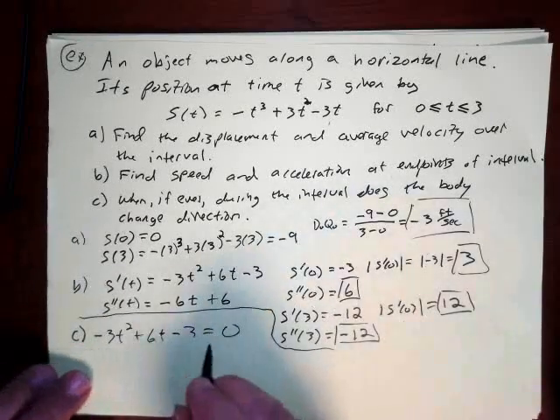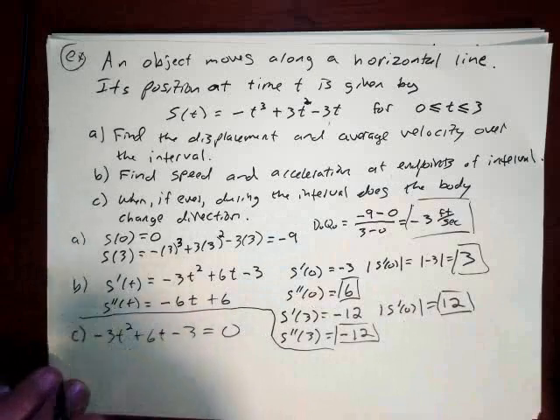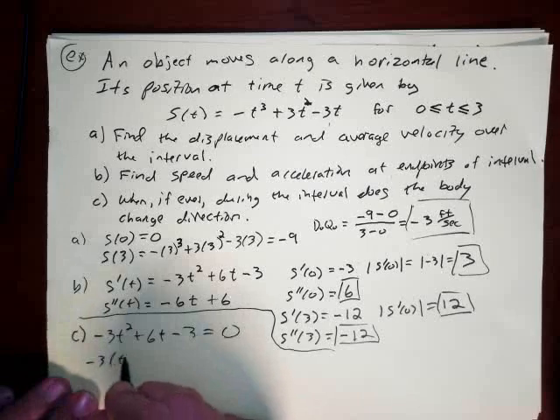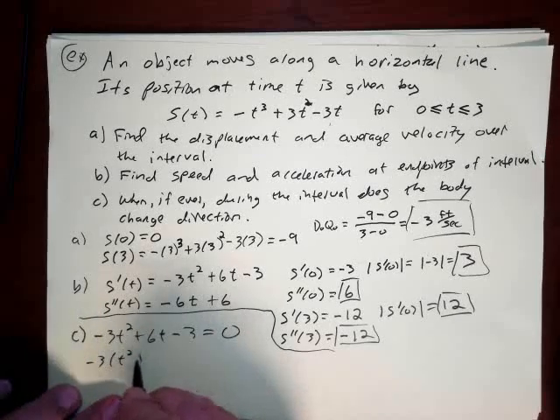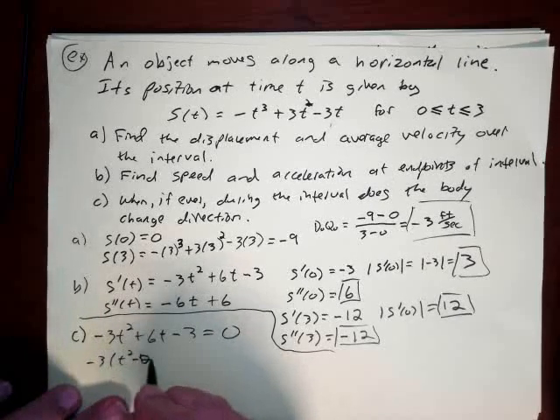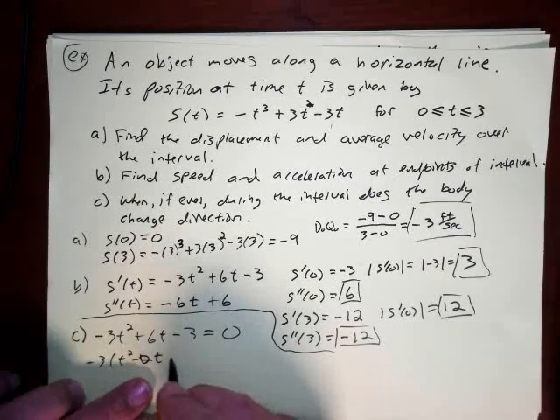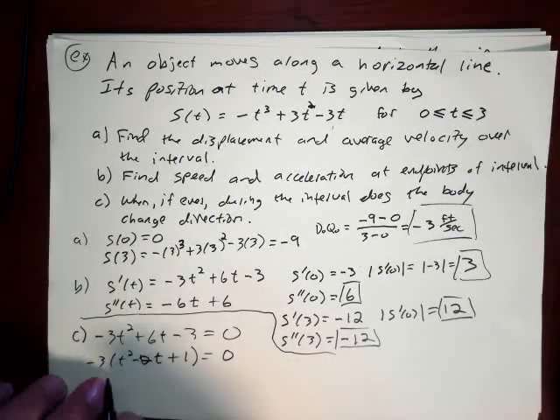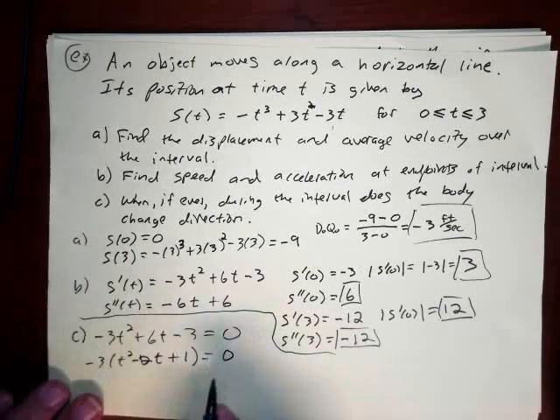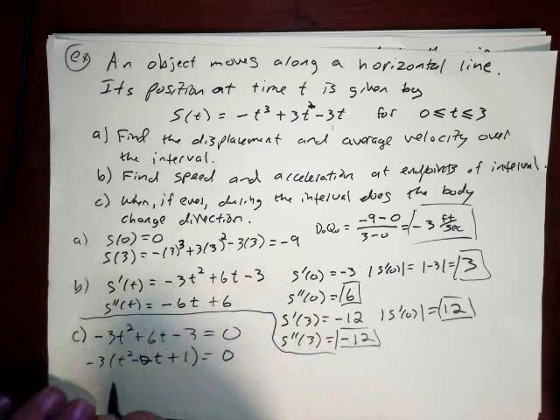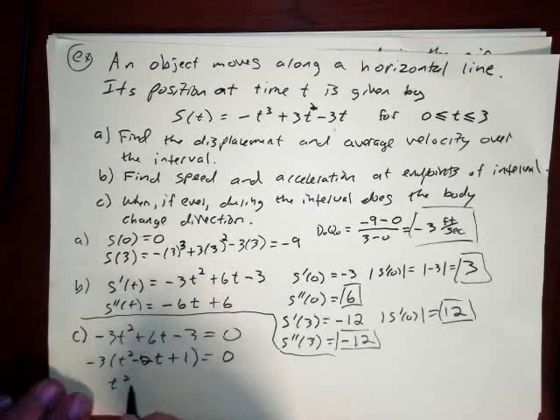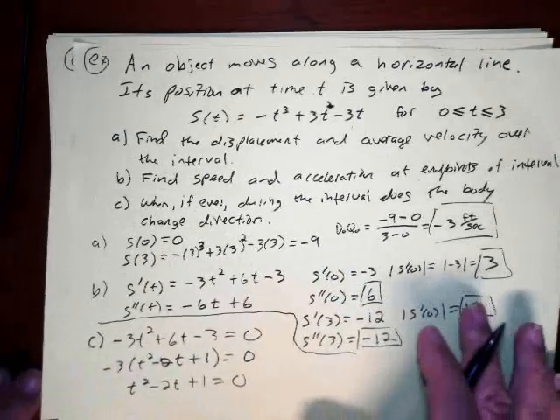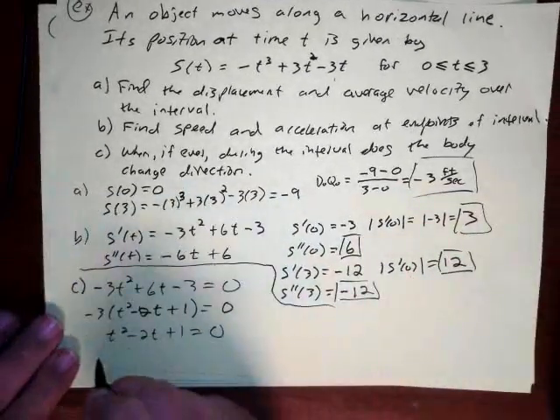Okay. And then I think I can factor, I'm going to factor a negative 3 out here. Oop, this will be minus 2t plus 1 is equal to 0. So if I distribute, yes, I get that. Now I'm going to divide both sides by negative 3, and I get this. So I got this equation, and this one I think factors.